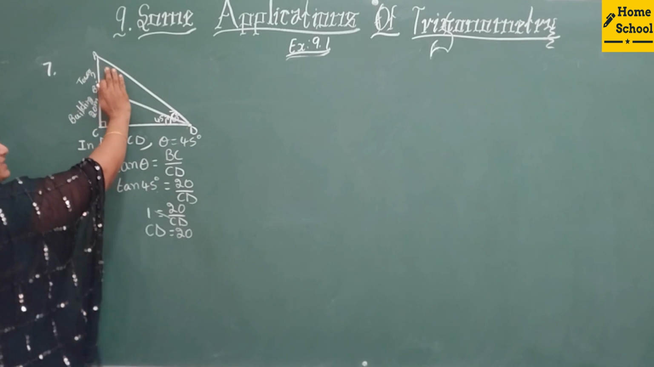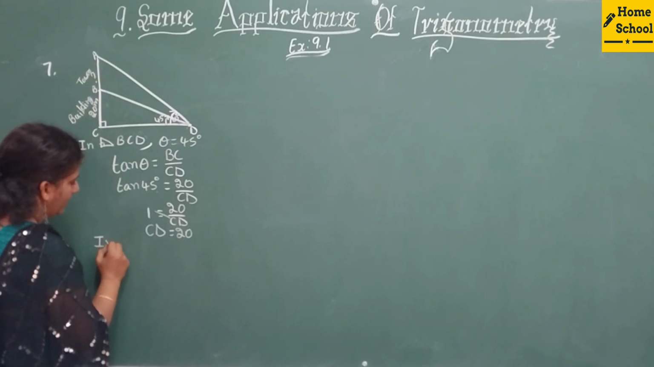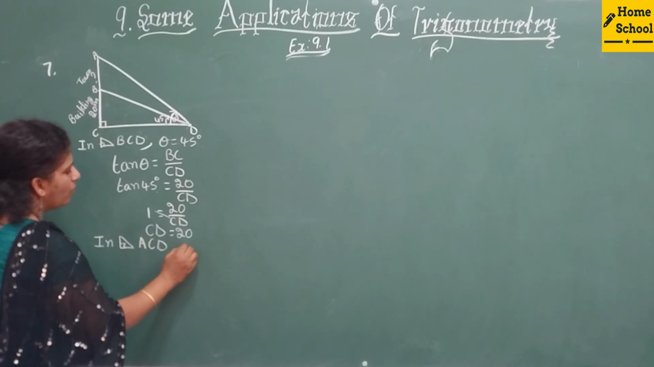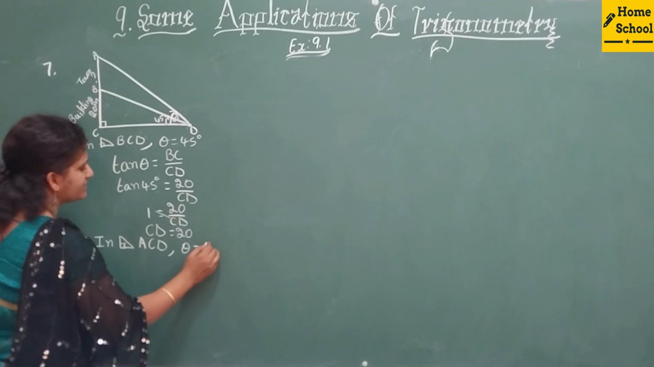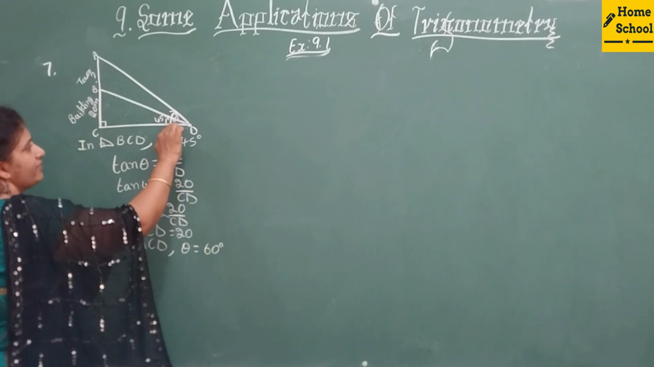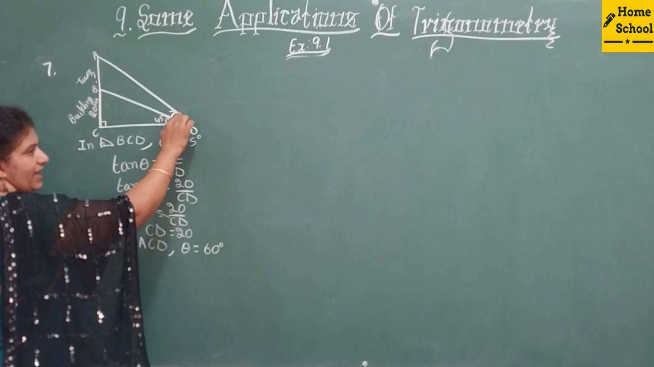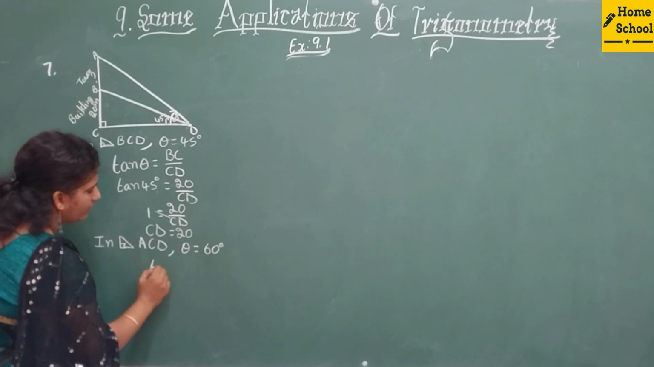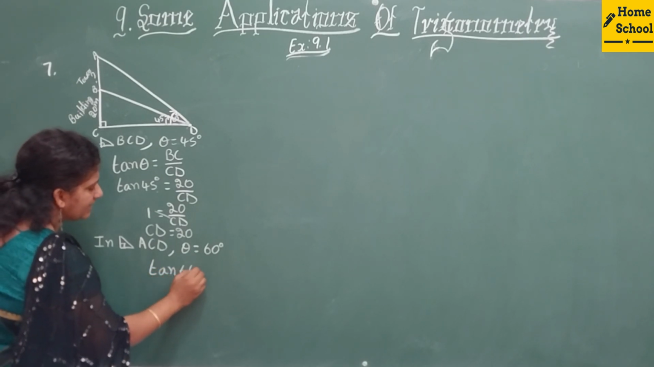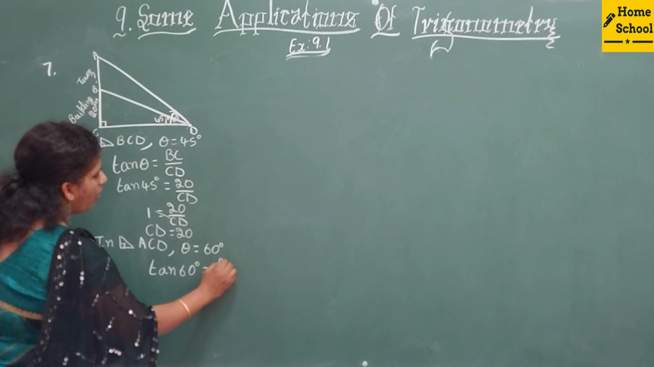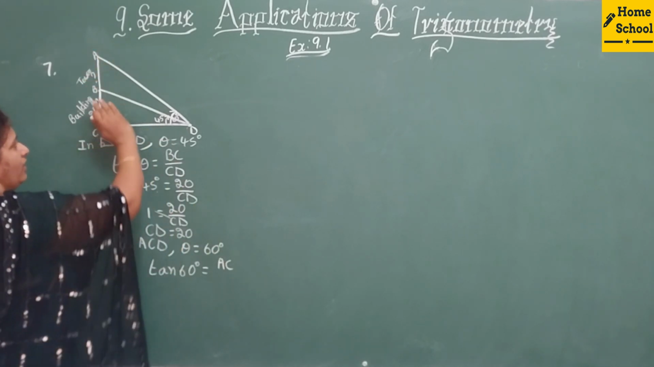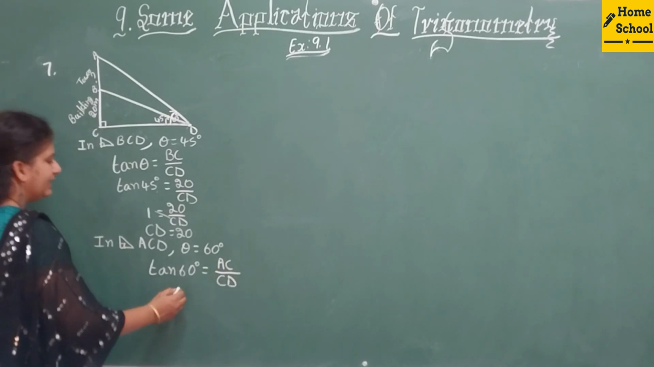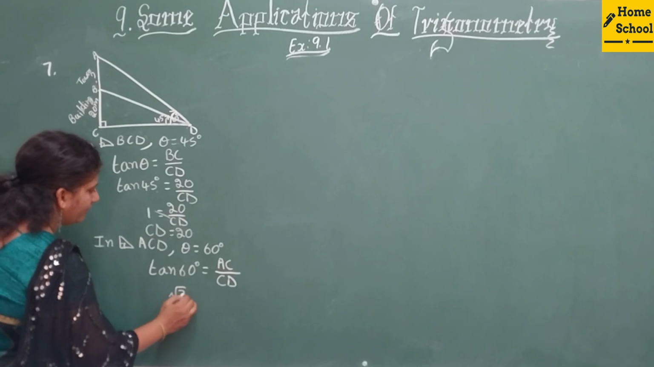Okay. Now consider big right triangle. In right triangle ACD. What is the angle? Theta is equal to 60 degree. From here to here, you have to see carefully the angle. Now again same manner, opposite adjacent. Tan 60 degree is equal to opposite. From here to here, forget about BD line. AC by CD. Tan 60 value is root 3.